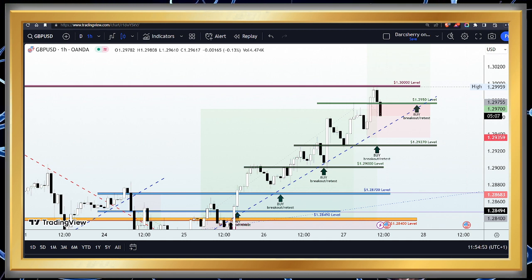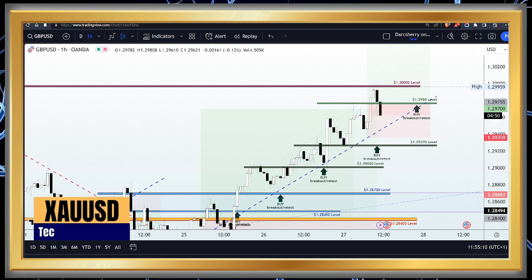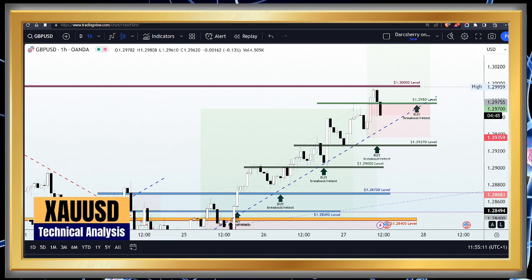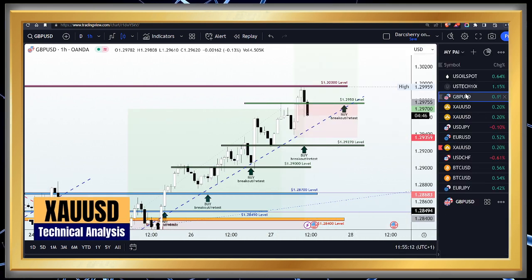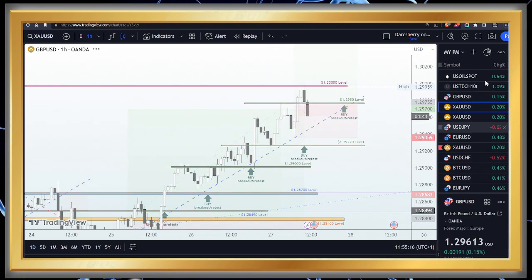I will be moving on to the last instrument on our watch list for today, because I'm already running out of time, so that I can take you through what my expectation is going to be on this asset. The next instrument on our watch list is the XAUUSD, which is always my favorite right here. So on the XAUUSD, what do we have here?